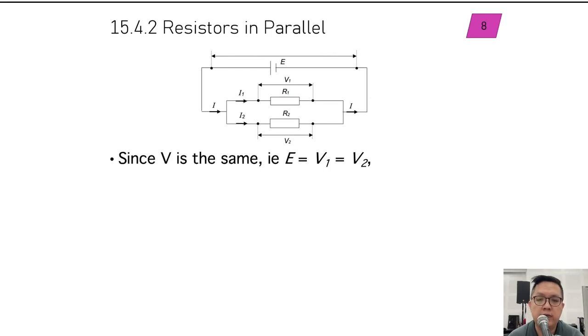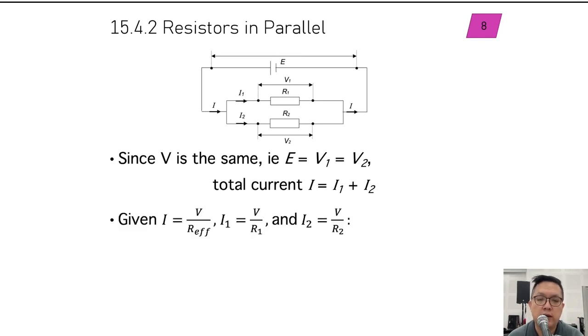So since V is the same, we can say that E is equal to V1 plus V2, and we're just going to write it as V, right? And the total current is I1 plus I2. That's what we know. Okay, so then we're going to write the equation in terms of, using Ohm's law, using my definition of resistance, right?